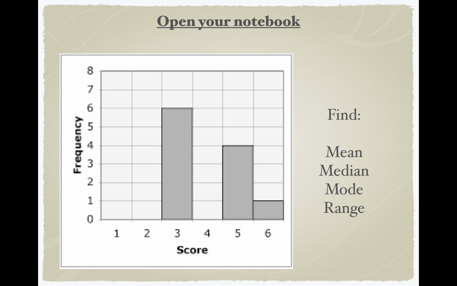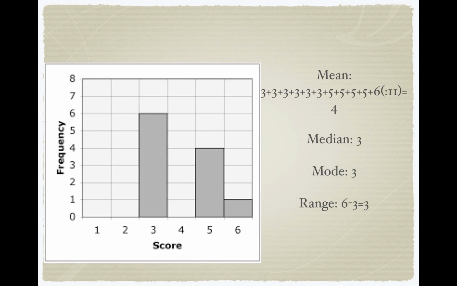Now you can please pause this, okay, and then I will show you how I got the answers. So first of all, what we do is we add all the scores. So we have 6 threes, we have 3 fives, we have 1 6, and we divide it by 11. So we get the average score that someone would get is 4. Now the median is the number in the middle, so it's 3. Mode is the number that repeats itself the most. So number 3 is the mode. Range is 6 minus 3.